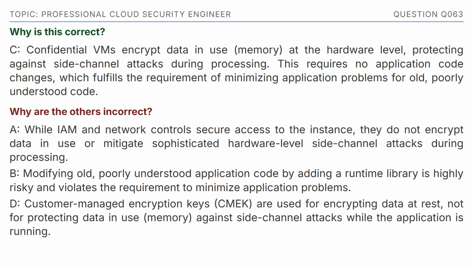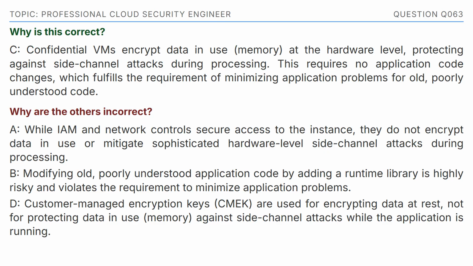Why is this correct? C. Confidential VMs encrypt data in use, memory, at the hardware level, protecting against side-channel attacks during processing. This requires no application code changes, which fulfills the requirement of minimizing application problems for old, poorly understood code.